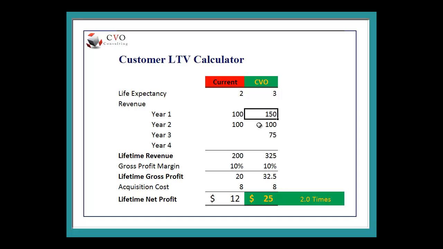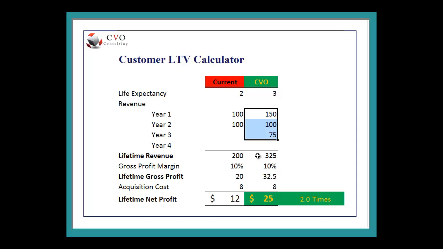In the second year we assume that to be the same, and in the third year we assume that the customer is spending only half of what they spent in year one. Now there are ways to improve on this, but for the meantime let's assume that this is an example of the revenue that you would generate over a 3-year period for a particular strategy that we adopt.